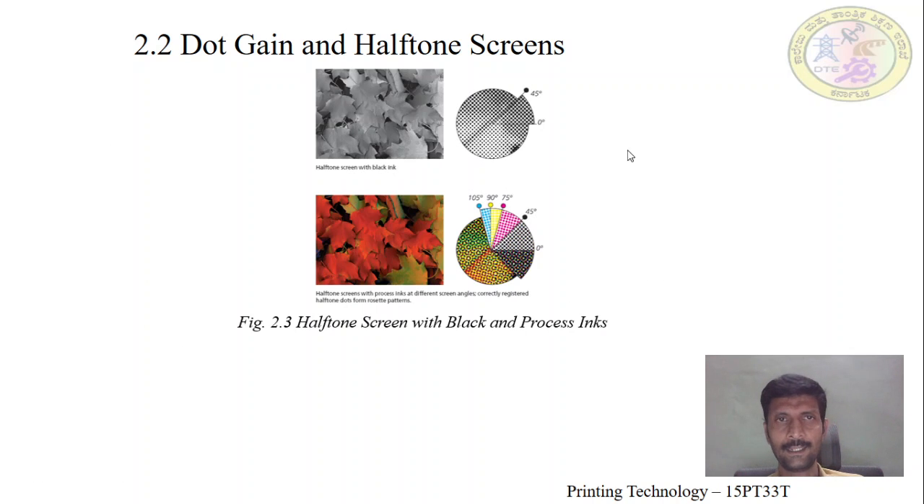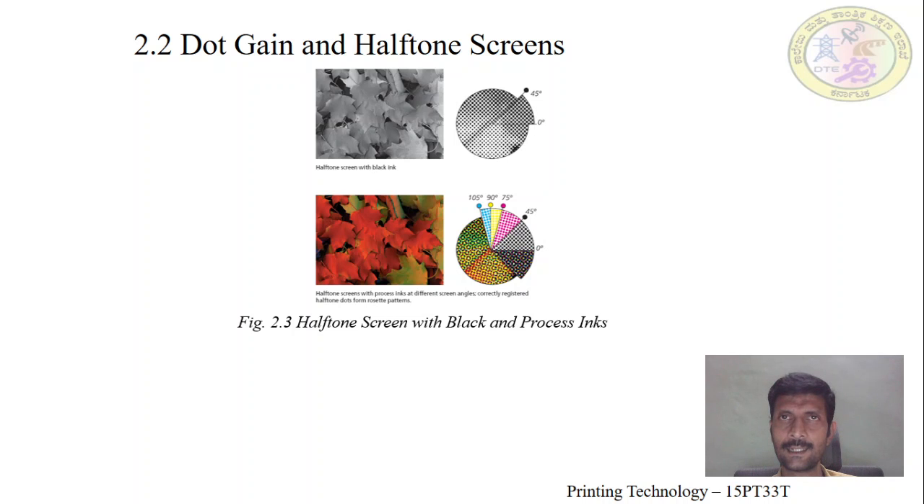In the image, it clearly shows a single color of halftone print. For black, the screen angle is always 45 degrees. To print a 4-color, we require 4 pigments: cyan, magenta, yellow, black. Cyan is the first color.